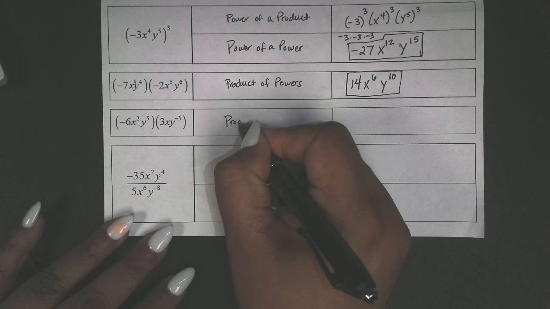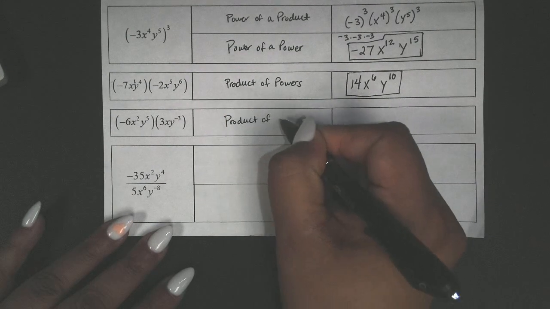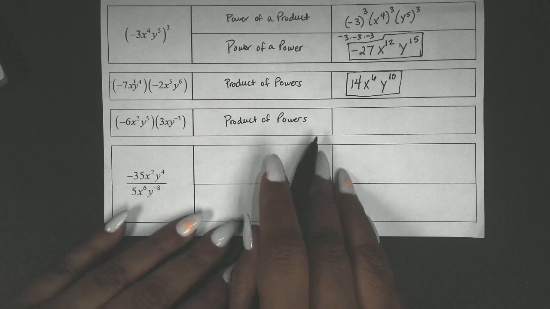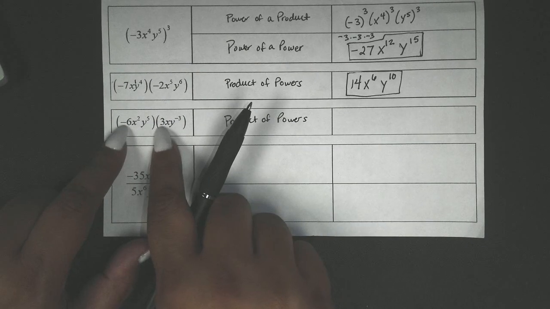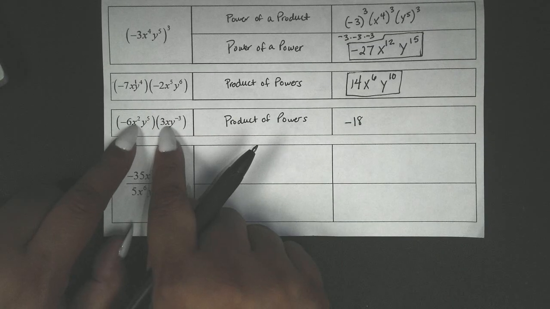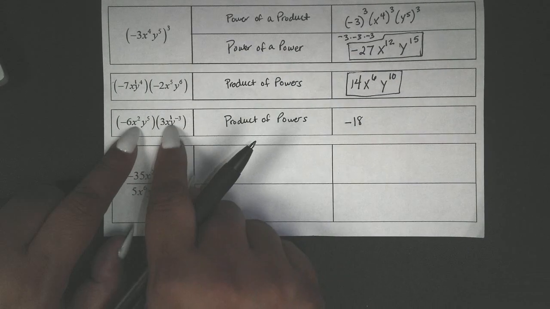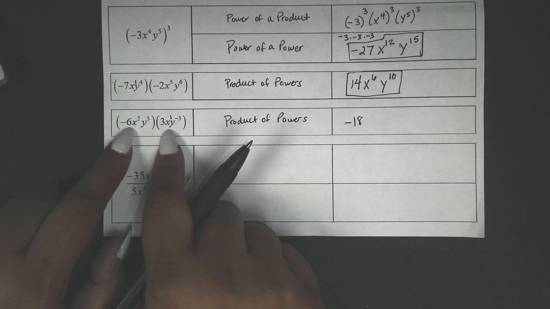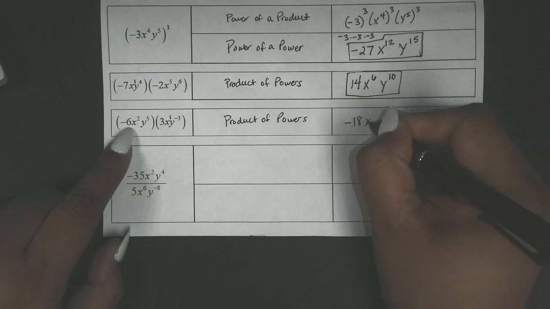So product of powers rule. The product of powers rule says I add my exponents. But first I'm going to go ahead and multiply this -6 and 3, which gives me -18. Then I'm going to look at my x's. I have x squared, and then I have an x to the 1. And I'm going to add my exponents. So that's 2 plus 1 is 3. So x to the 3rd power.